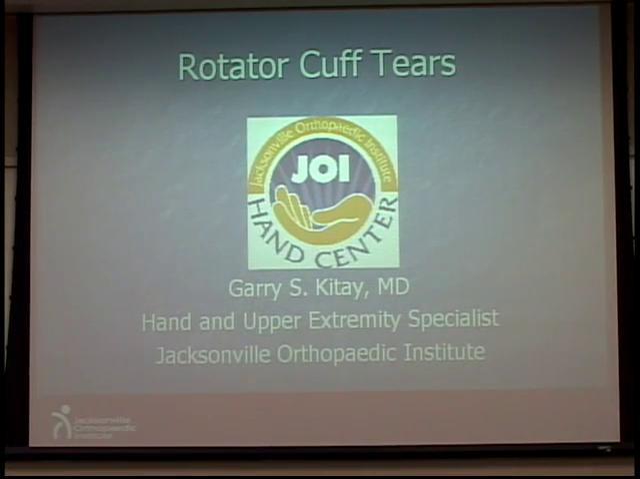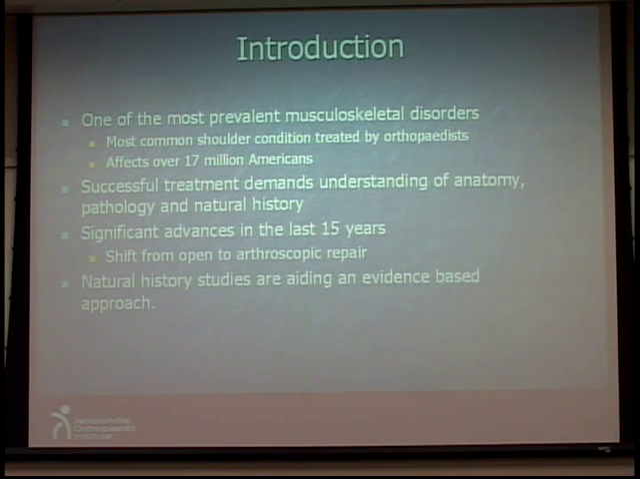Okay, so let's get right into the topic. Rotator cuff tears and injuries is a very common problem. It's one of the most prevalent musculoskeletal disorders that an orthopedic surgeon will treat. It actually affects over 17 million Americans. To treat this condition successfully, one needs to understand the anatomy, the pathology, and the natural history of the condition.